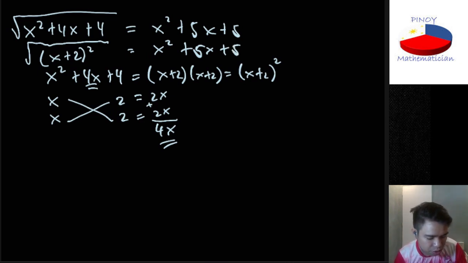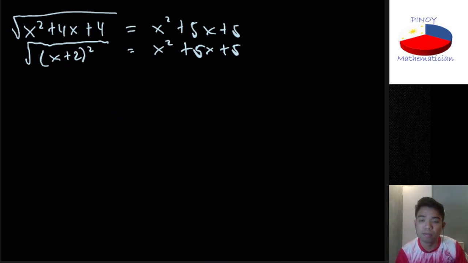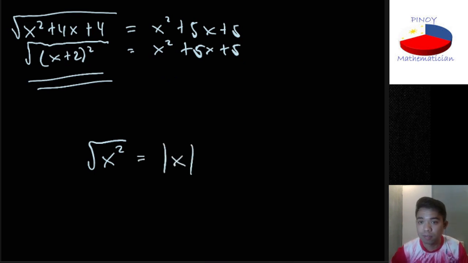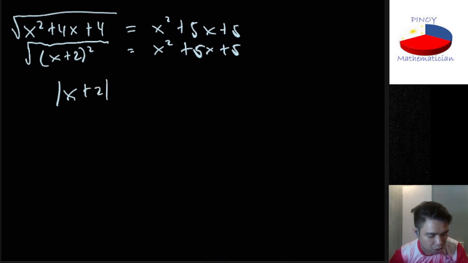All right, so let's remove this draft, and focus on the square root of a square. You can actually cancel the square root of a square, but the square root of x squared is actually the absolute value of x. So the same thing here: the square root of the square of x plus 2 is the absolute value of x plus 2.